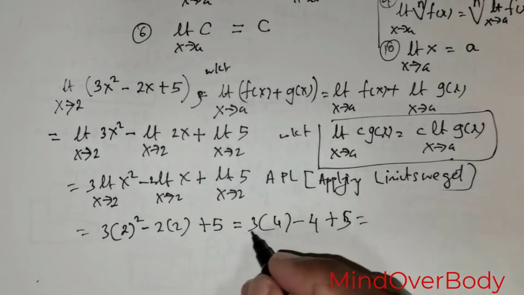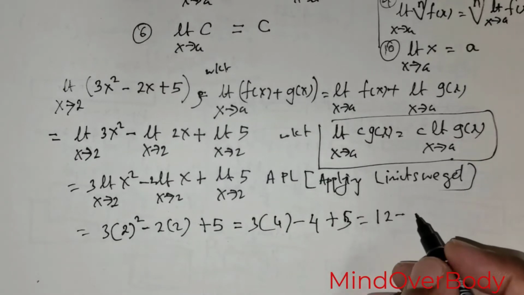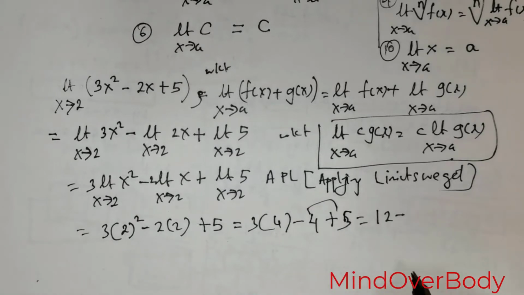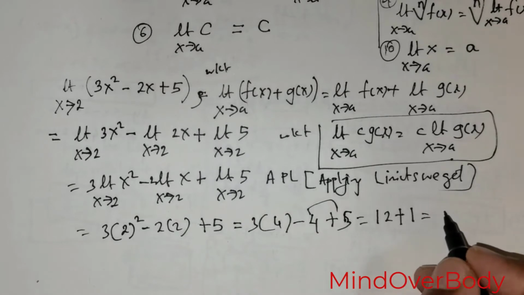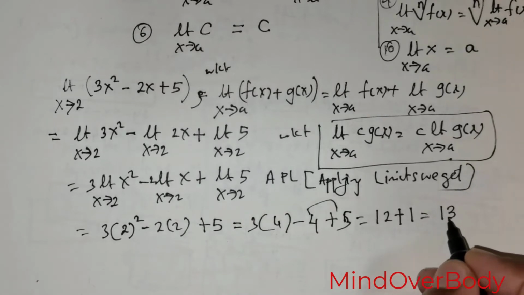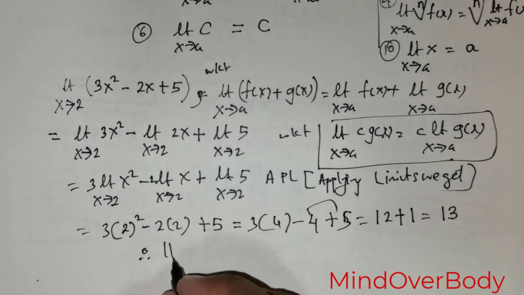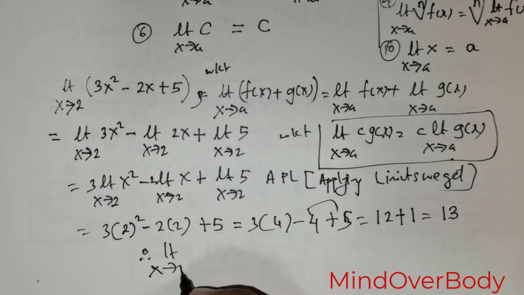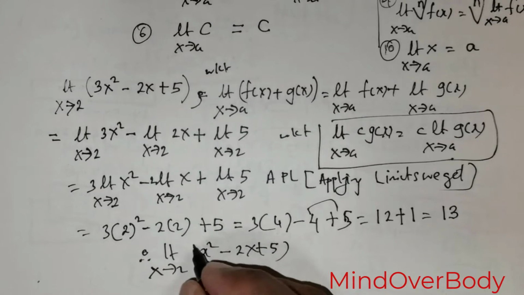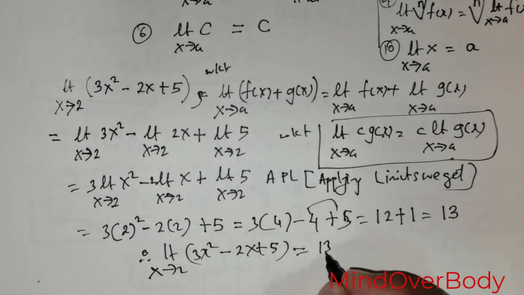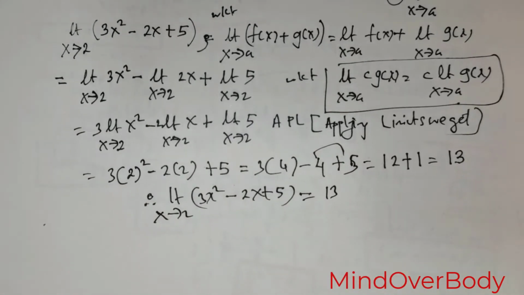So this is equal to 3 times 4, which is 12. Negative 4 added with positive 5 will give me positive 1. So 12 added with 1 is going to be 13. Therefore limit x tending to 2 of 3x squared negative 2x positive 5 is equal to 13. So this is the solution we get.